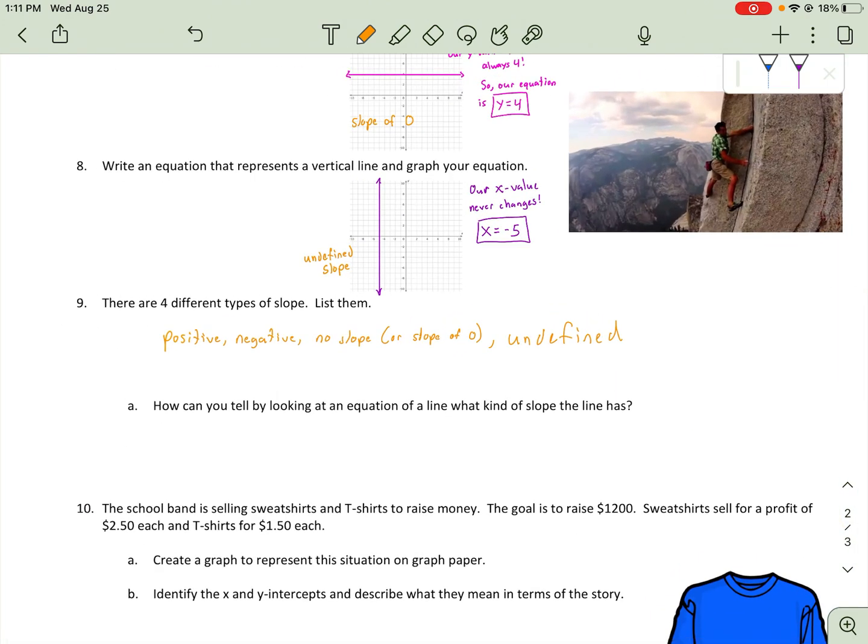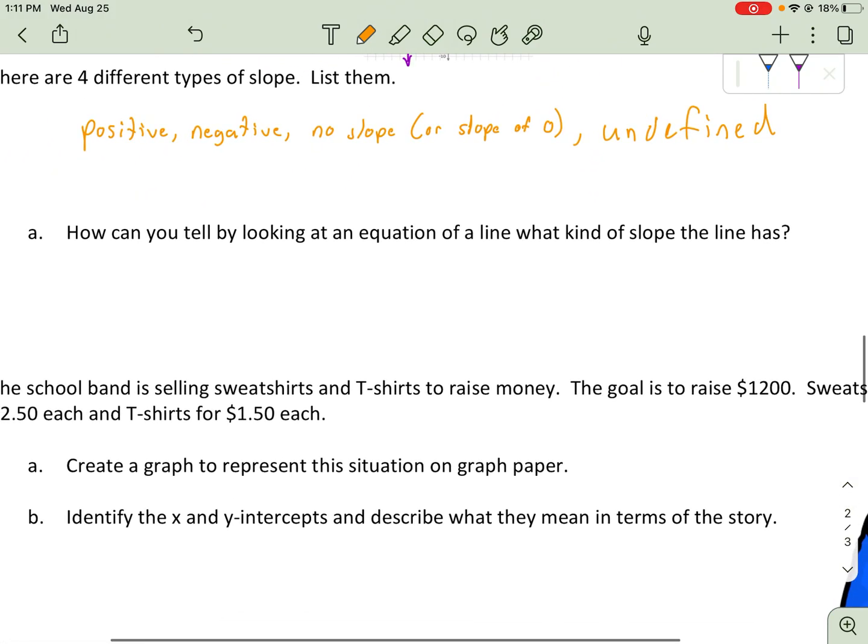How can you tell by looking at an equation of a line what kind of slope the line has? Well, if it's in y equals mx plus b form, then this is your slope. If that number is positive, then it's a positive slope. If it's negative, it's a negative slope.